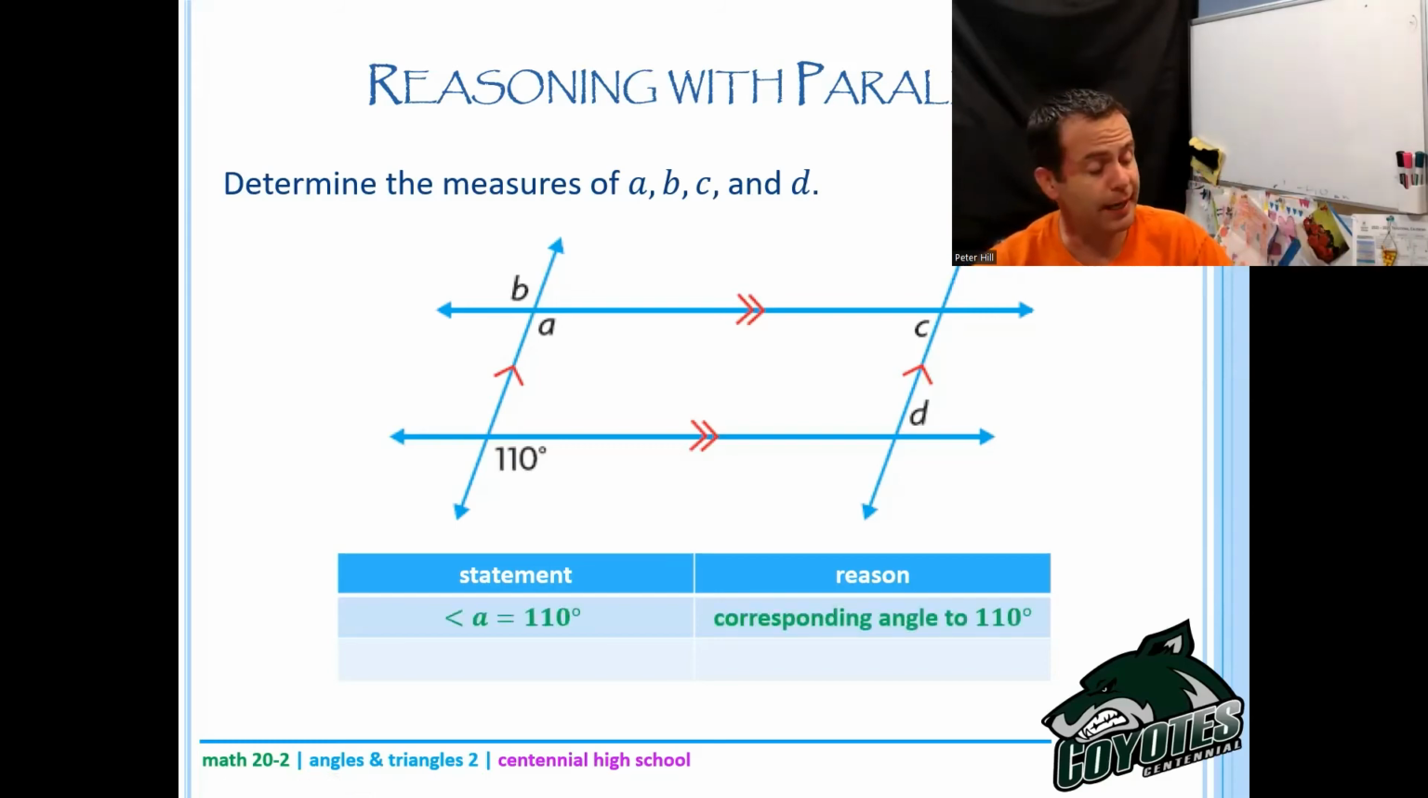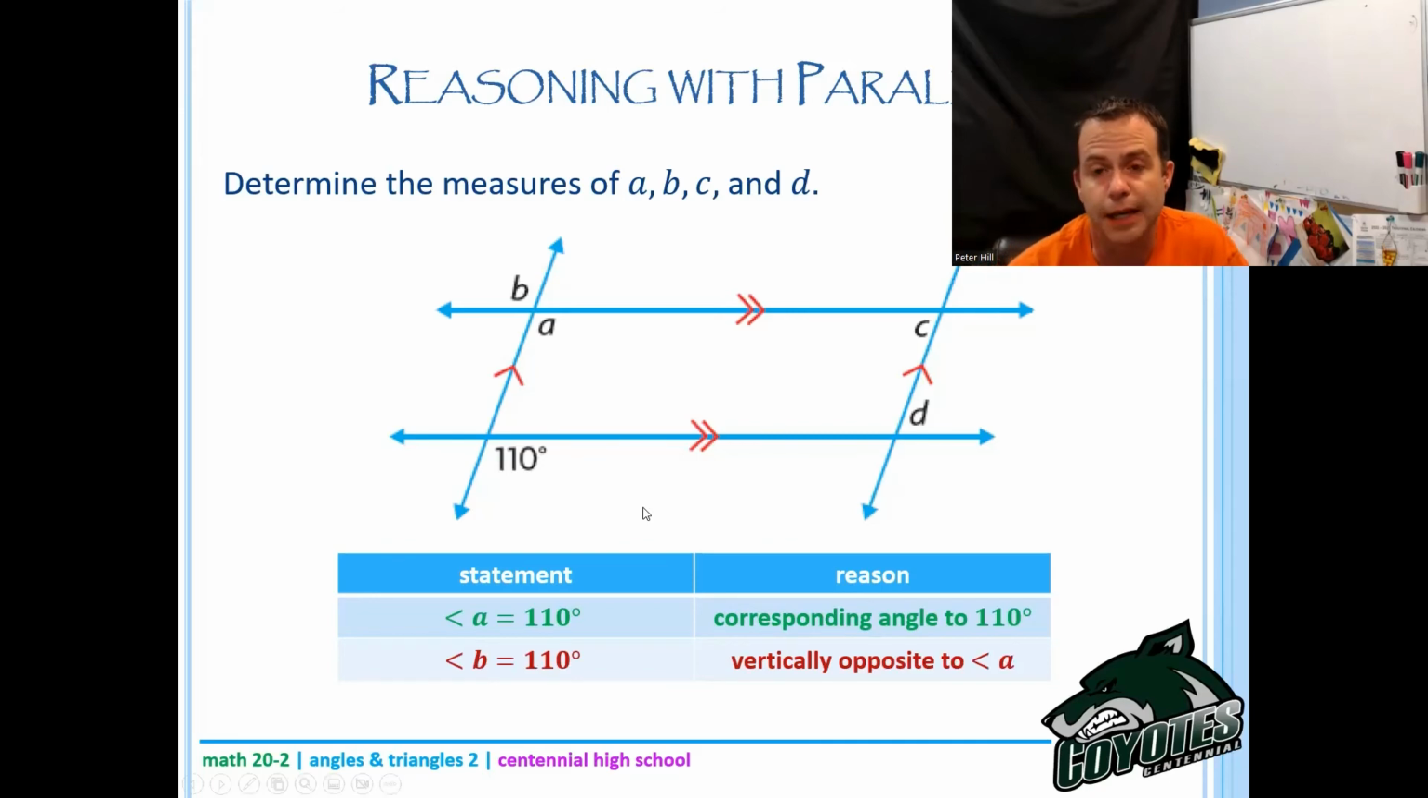I also know right away now that angle B has to be 110 because B is vertically opposite to A. And we know that vertically opposite angles equal each other. Okay? It's fun. It's like a little puzzle.